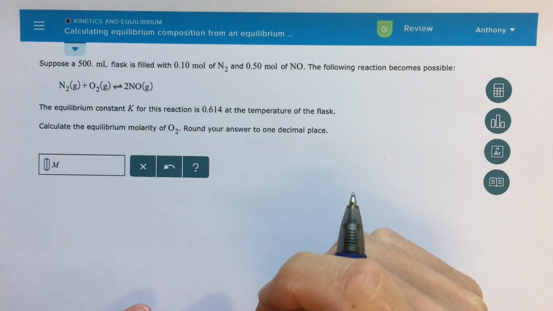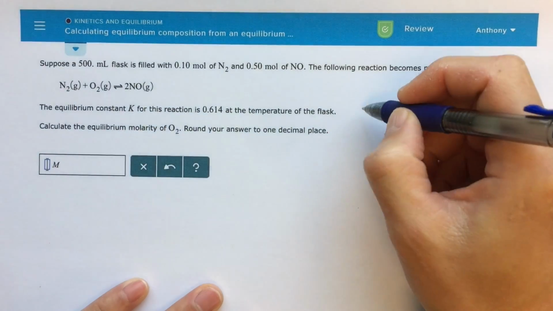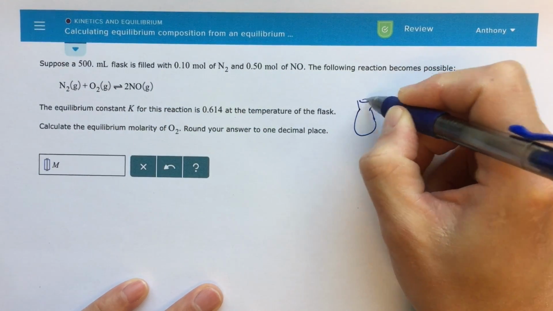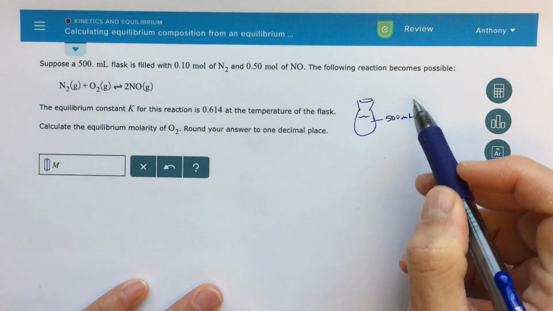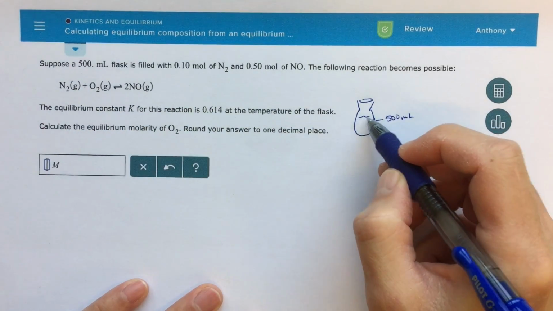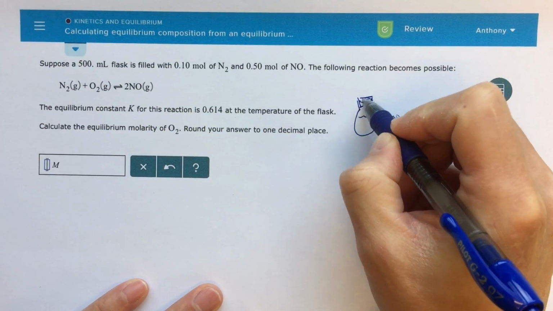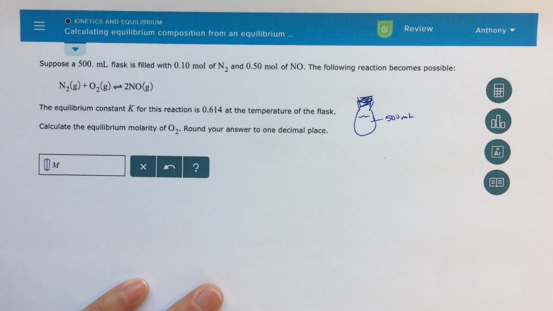So the first thing is that we're told that we've got a 500 milliliter flask, so we might draw a little picture of our 500 milliliter flask. And inside of that flask, we've got our N2 and O2, and so we're going to see that they're all gaseous, so maybe I shouldn't have drawn a liquid here. Maybe we're going to stopper this up, and we're going to have our gases moving around in this flask.